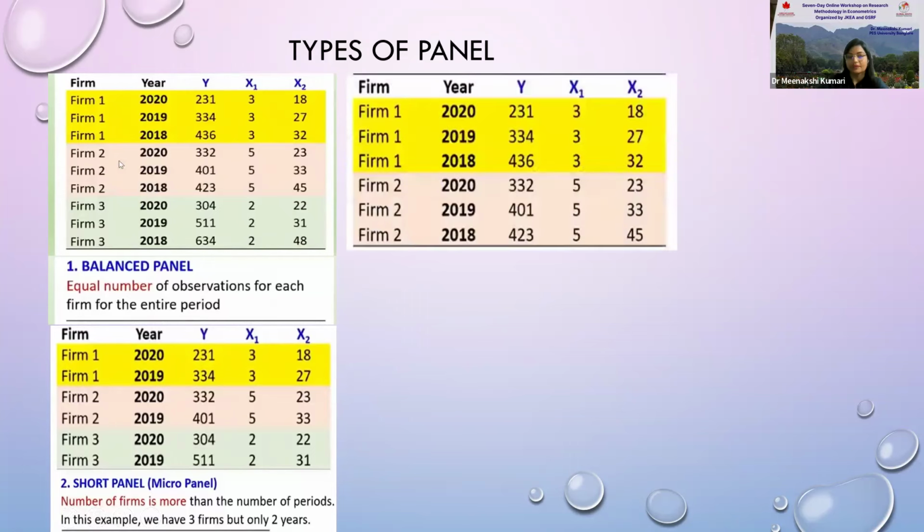Okay, so it's not an unbalanced panel. I'll show you what an unbalanced panel looks like. See this table, we have two firms, right? And we have 3 years of data sets, right?